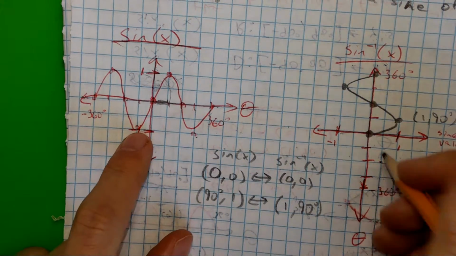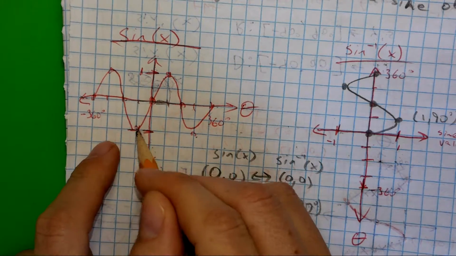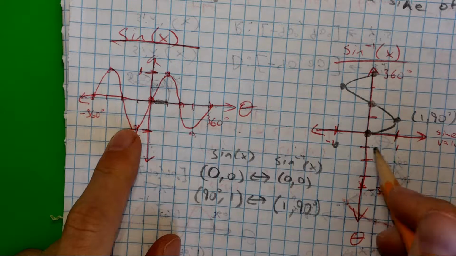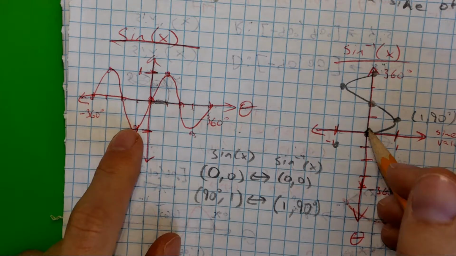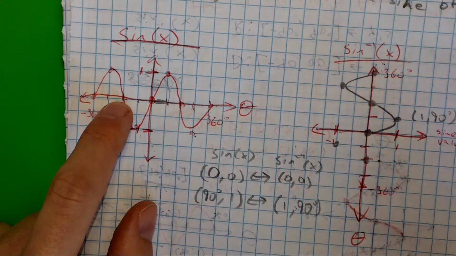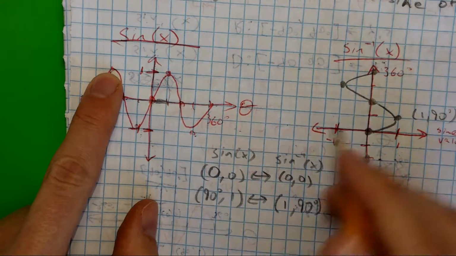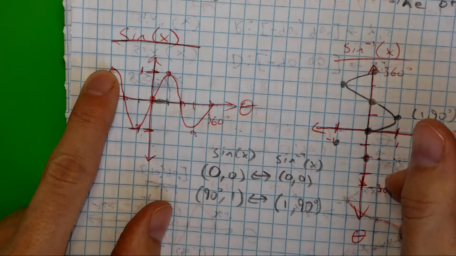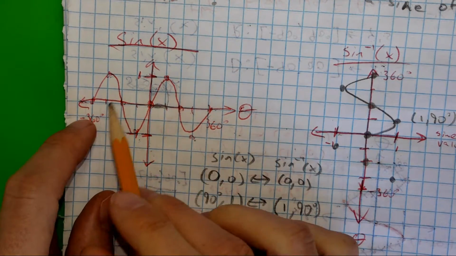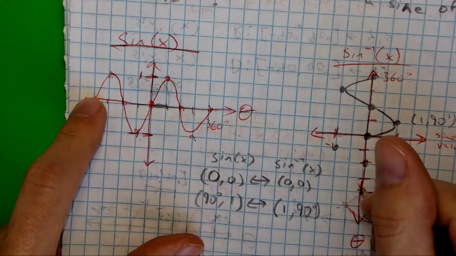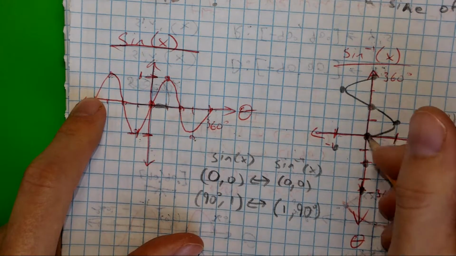And I can continue this pattern out. So here's -90, -1. That's going to be -1, -90. So let's go ahead and finish this wave. Then -180, 0, 0, -180. -270, 1, 1, -270. And -360, 0, 0, -360.